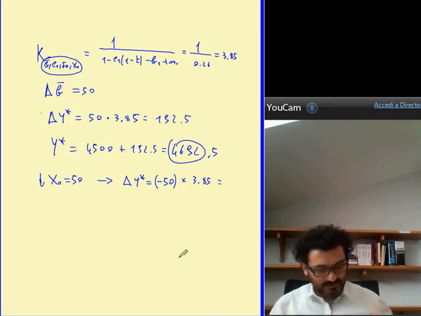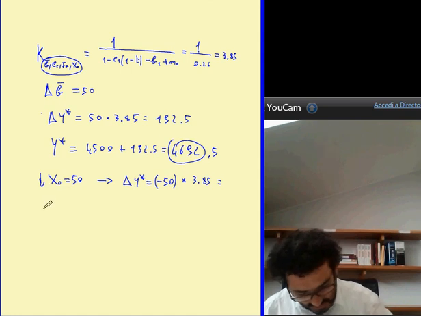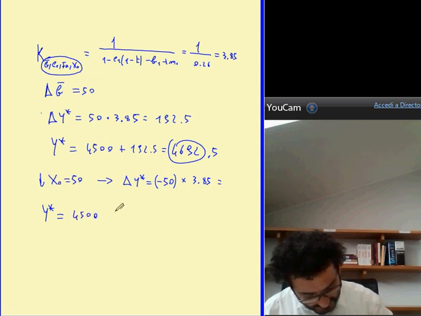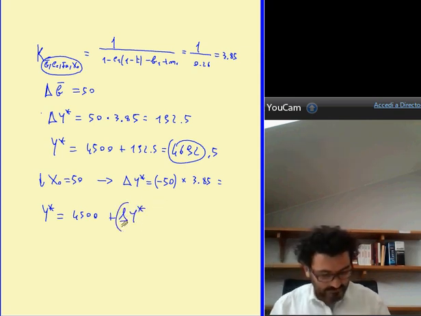You can get the negative change, and you can get the new level of the GDP as the initial one, which was 4,500, plus the change you have computed.